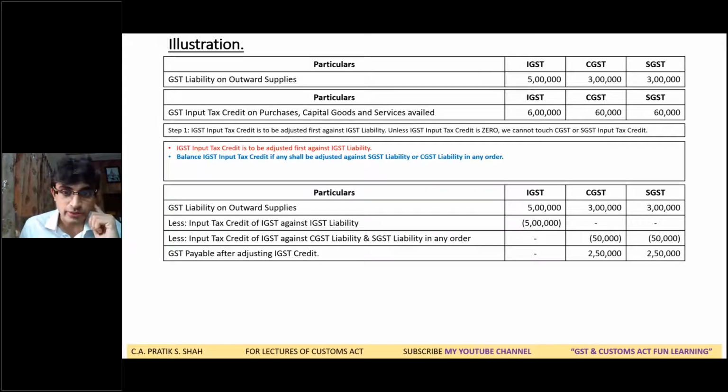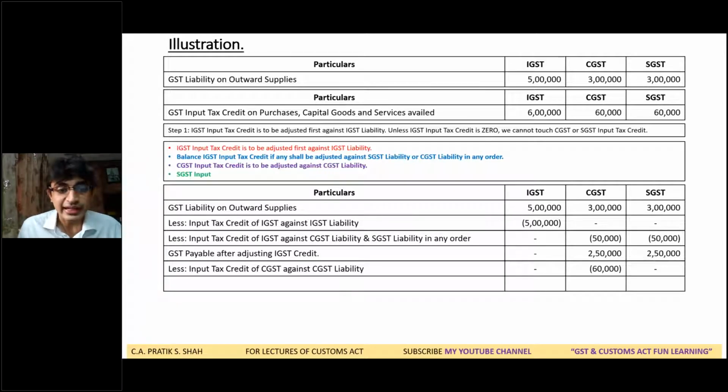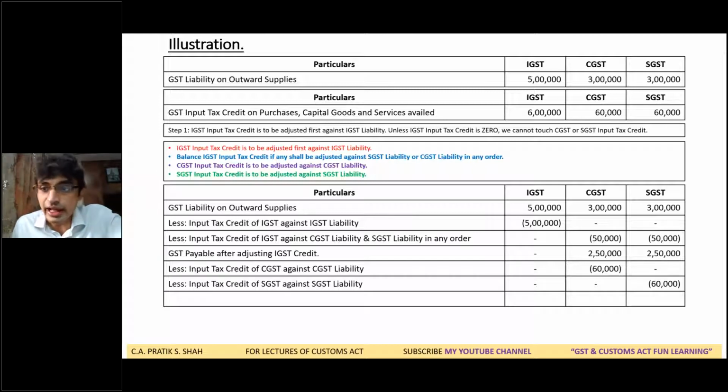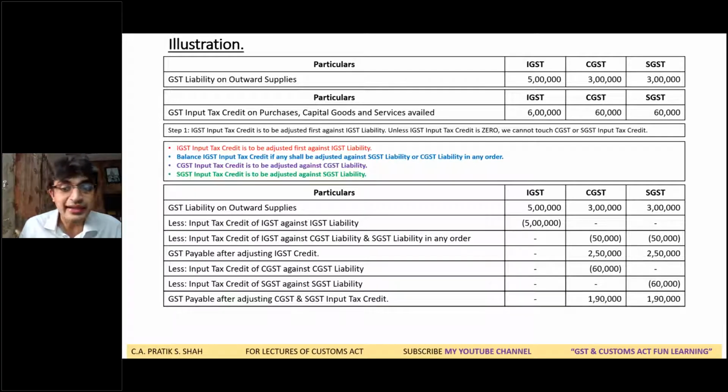Still there is a shortage. Okay, but CGST has ITC of 60,000. Let us utilize that. Step 2. So CG will give to CG, and SG will give to SG. So finally, how much is payable? CGST 1 lakh 90, SGST 1 lakh 90. This is your final liability which you are required to pay.